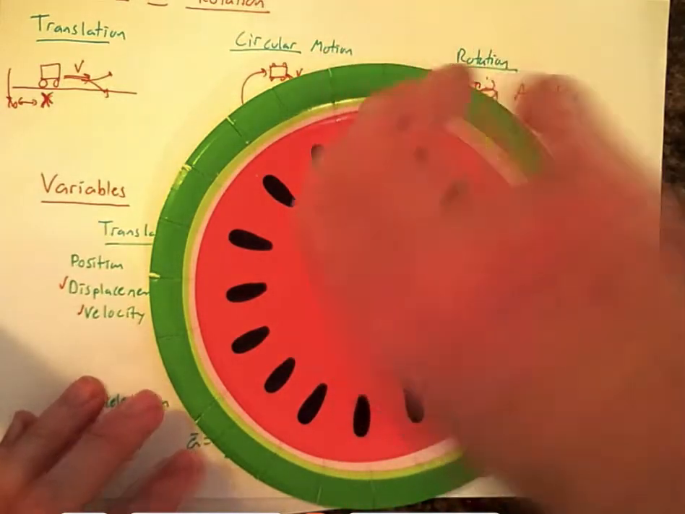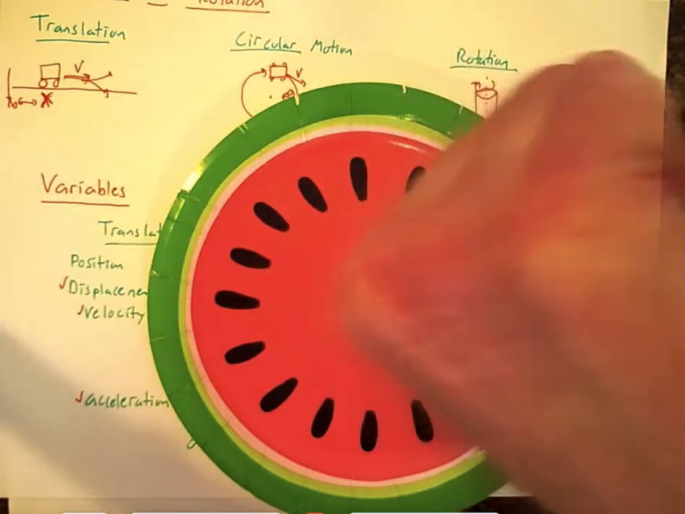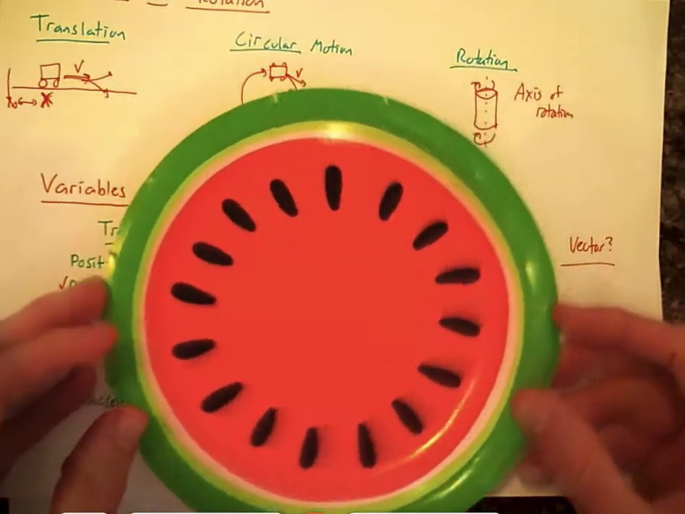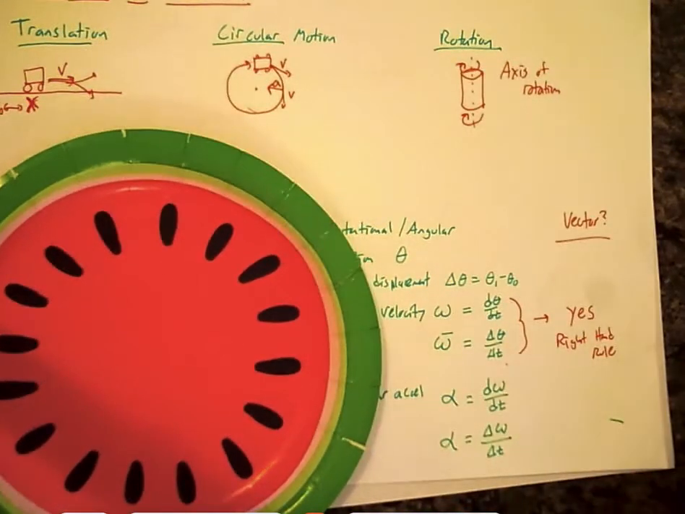So if it's rotating this way, then the angular velocity is going to be going down. So my thumb's going down, so it'll be into the page. It's strange to think about that. It's rotating this way and it's going down. So that's how it goes.